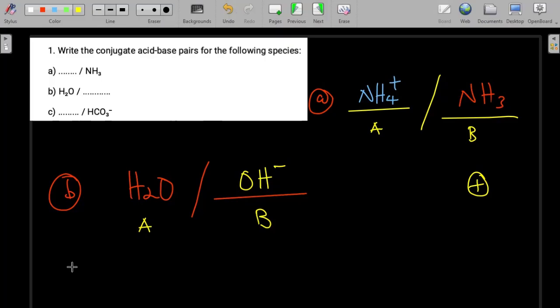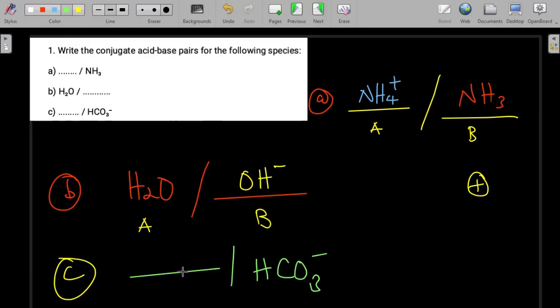And then C, we have dash and then slash HCO3 minus. So this is the base, and this is the acid. I just add H to this acid. If I add H there, it will be H2 and then CO3. Will we still have this minus? No. Why? Because the H that I'm adding has a positive charge. This positive charge plus the negative charge, they cancel out. So what we remain with is this as our pair. That is it on question 1.